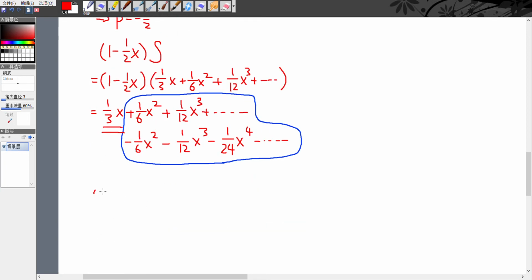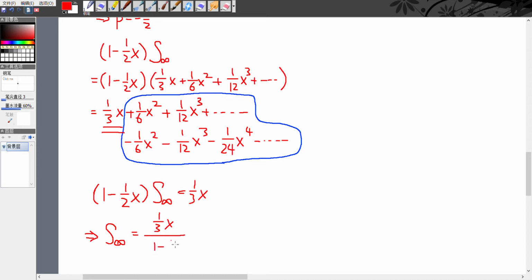So I should mark this as S infinity because it is the sum to infinity of S. S infinity is equal to 1 over 3x. So we will have our S infinity equals 1 over 3x over 1 minus 1 over 2x, which is equal to 2x over 3 times (2 minus x).